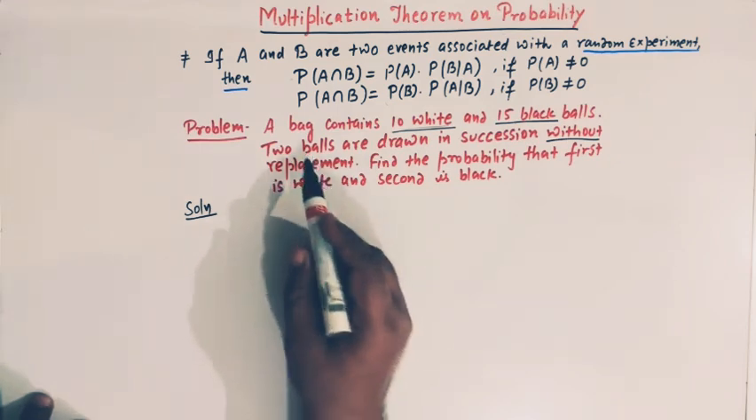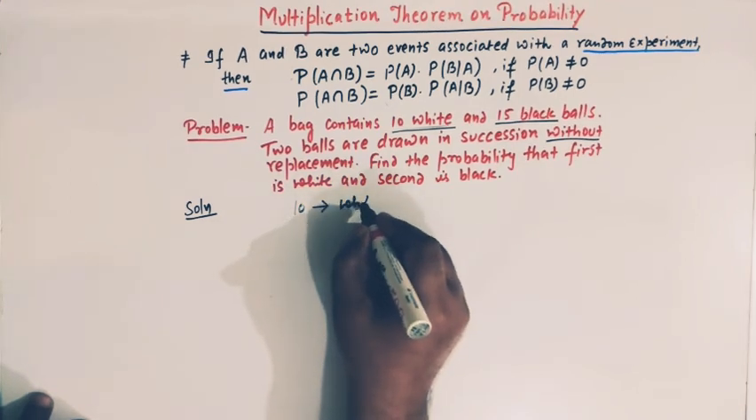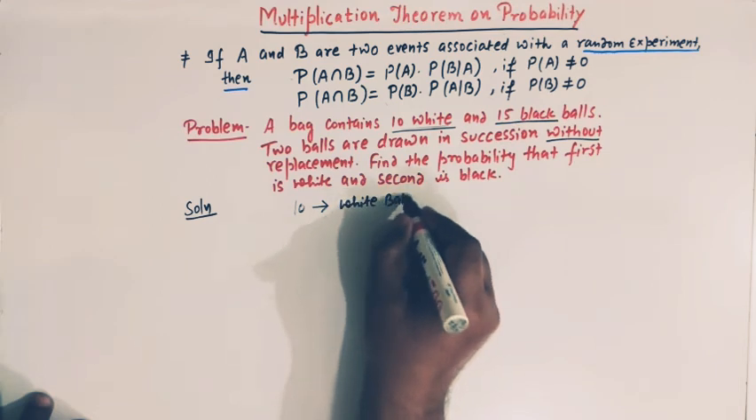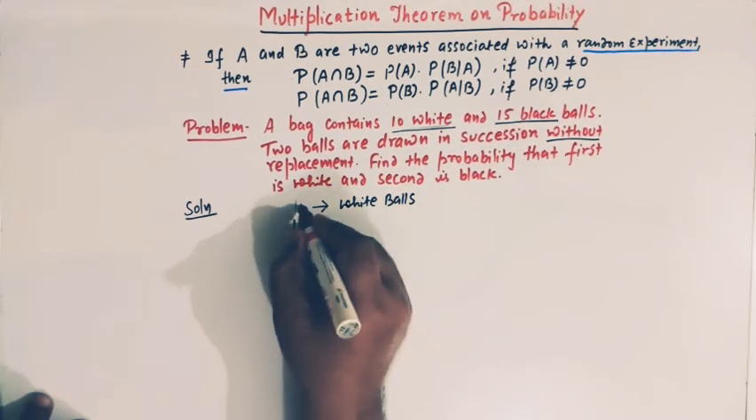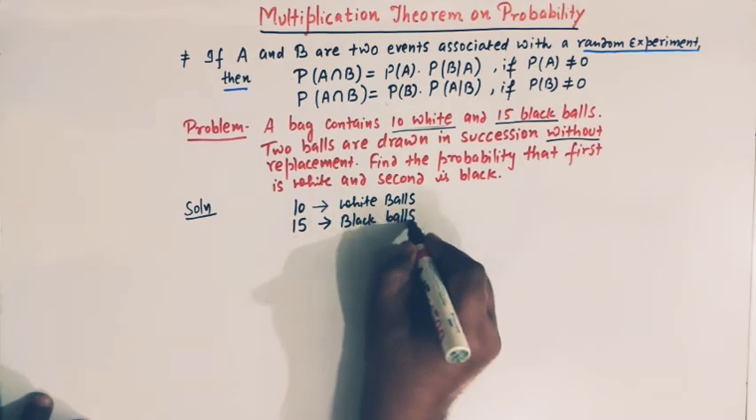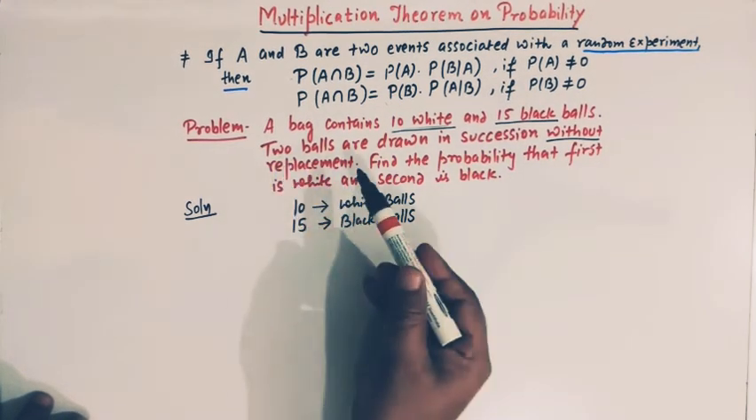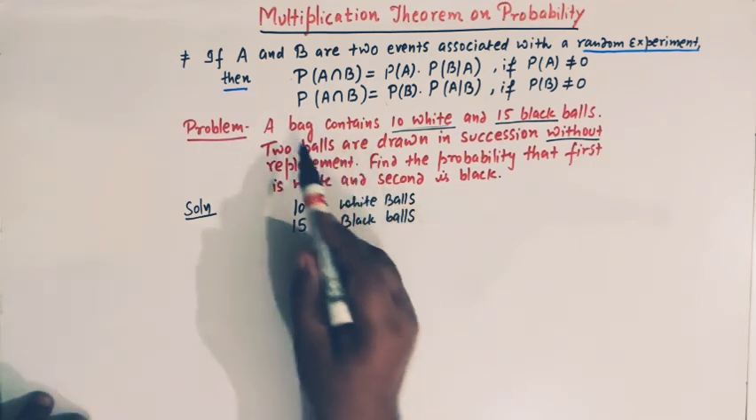So here the bag contains 10 white balls and 15 black balls. Now two balls are drawn in succession without replacement. We have to find the probability that the first is white and the second is black. So here we'll assume two events associated with the random experiment of drawing two balls from this bag.